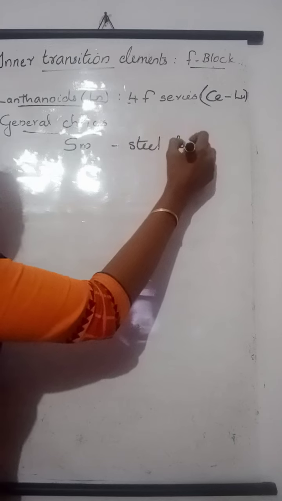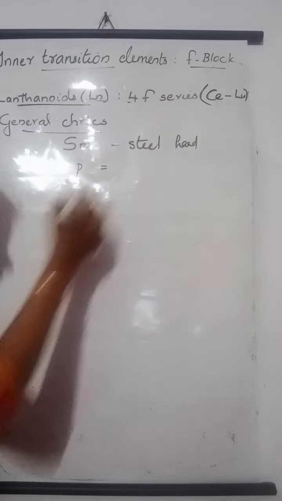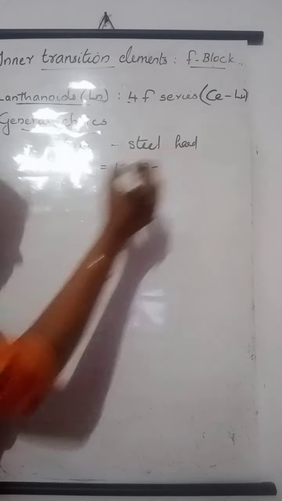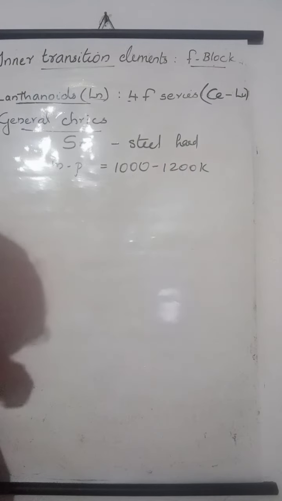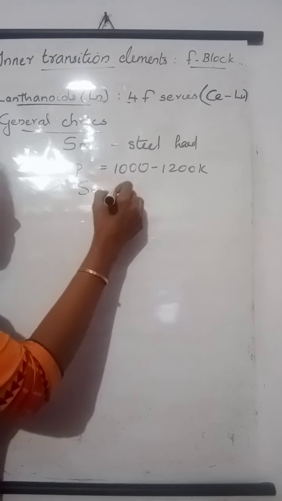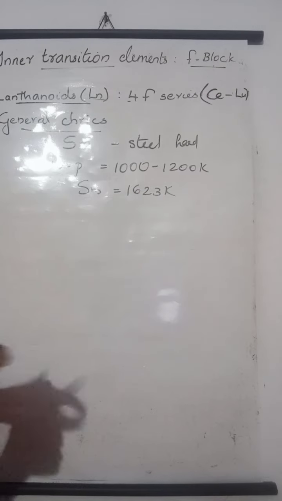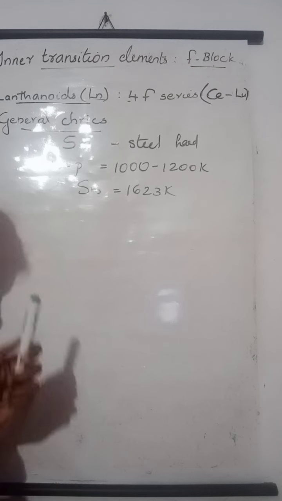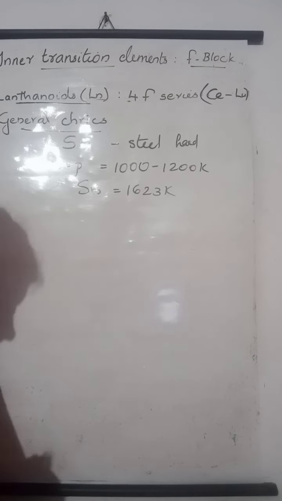Samarium is steel hard. The melting point of lanthanoids ranges between 1000 to 1200 Kelvin. Samarium melts at a higher melting point. For samarium, the melting point is 1623 Kelvin. Samarium is very hard. They have a typical metallic structure and are good conductors of heat and electricity.